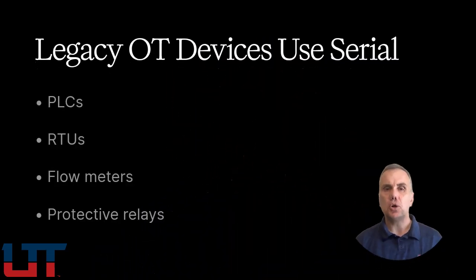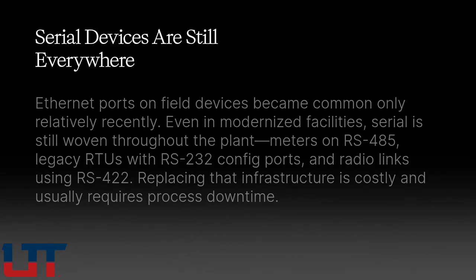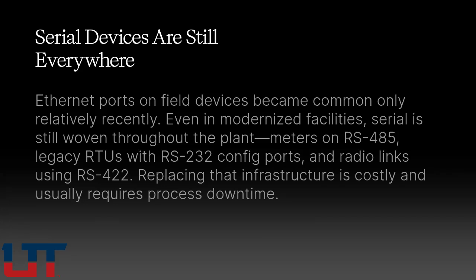Serial communications predate Ethernet. PLCs, RTUs, flow meters, and protective relays installed in the 1990s and 2000s, and many installed even earlier, use serial as their native communications interface. Ethernet ports on field devices only became common relatively recently. So even in facilities that have modernized their control systems, you'll still find serial devices woven throughout the plant. Meters on RS-485, legacy RTUs with RS-232 config ports, radio links using RS-422.